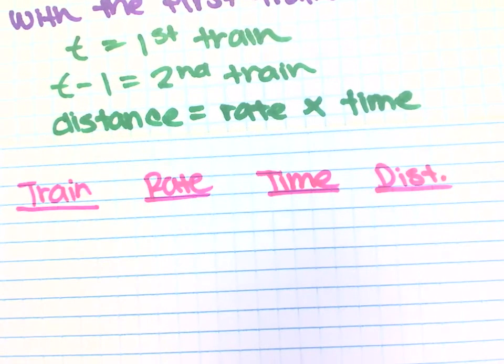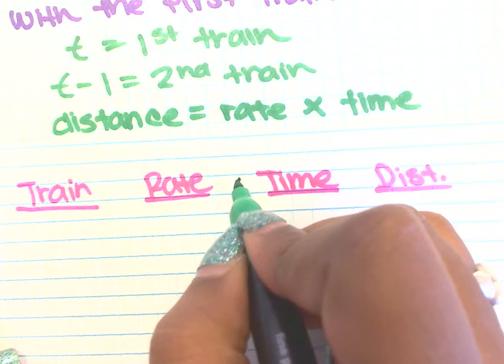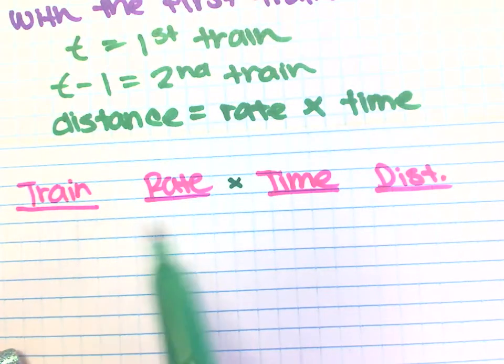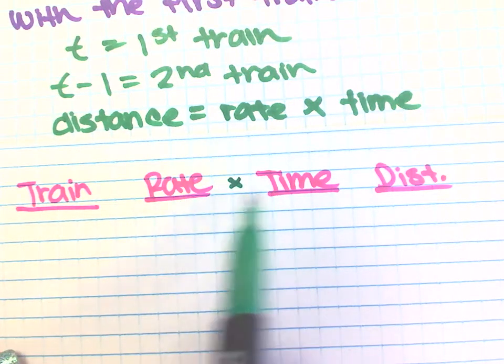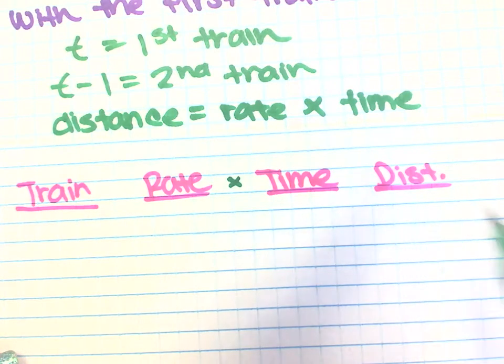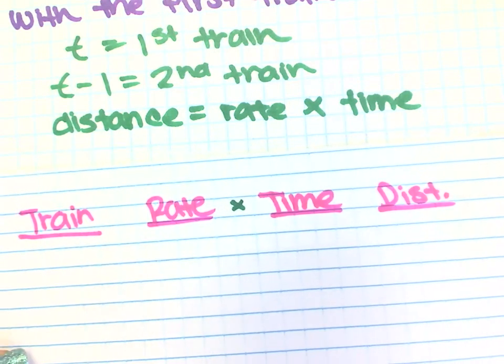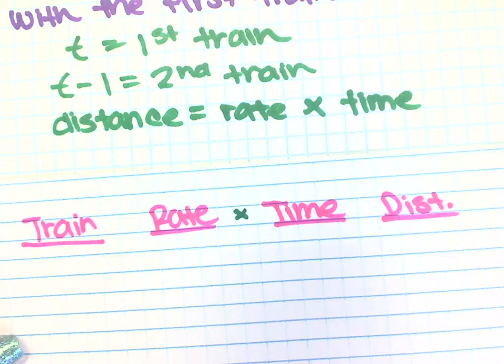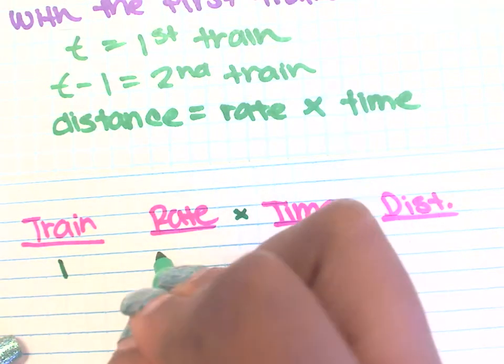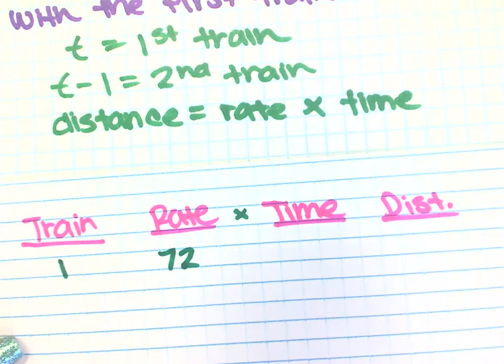Now we know that distance is rate times the time, right? That's what the formula tells us. So I'm going to put a little X here so I know that the rate and the time times each other is going to give me the distance. Okay, so let's put the first train down. First train goes, so I'm going to put train number 1. Goes at a rate of how many miles per hour? 72 miles per hour.